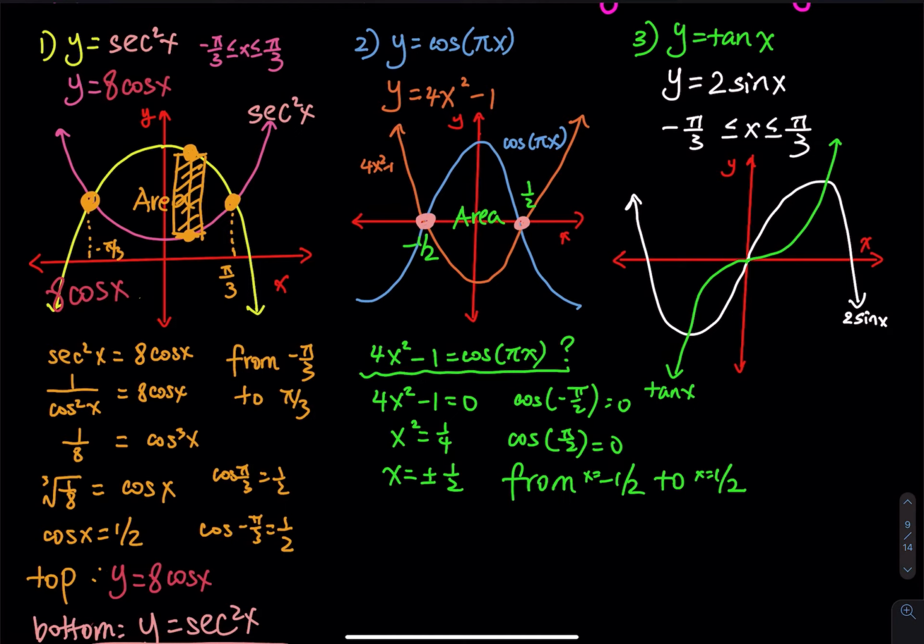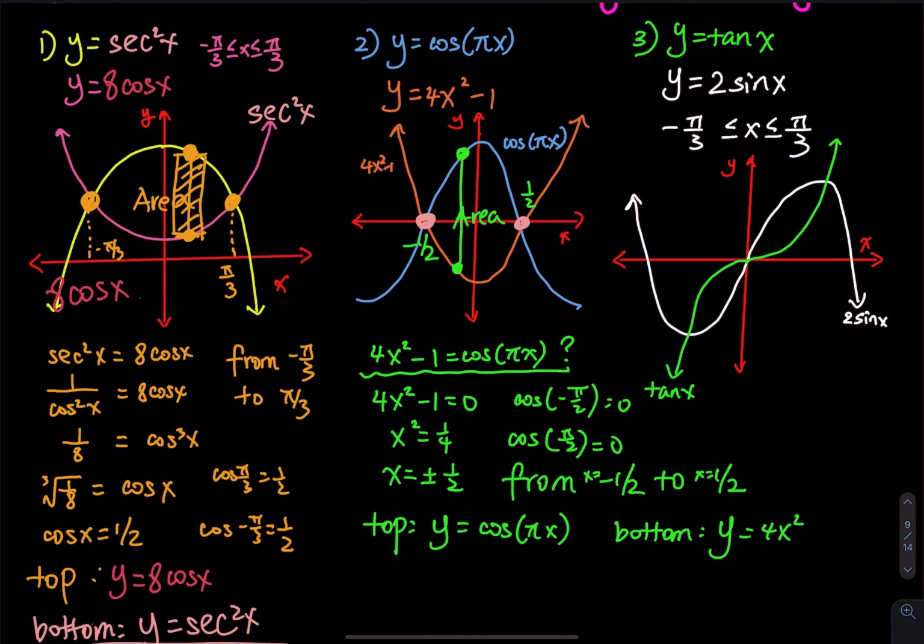So let's take a point. Maybe we should take a point off the y-axis so that I won't overwrite the y-axis. So here, which is the top, which is the bottom. So the top curve is y equals cosine pi x, and then the bottom, that is y equals 4x squared minus 1, right?